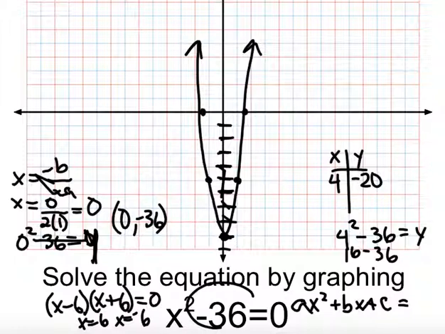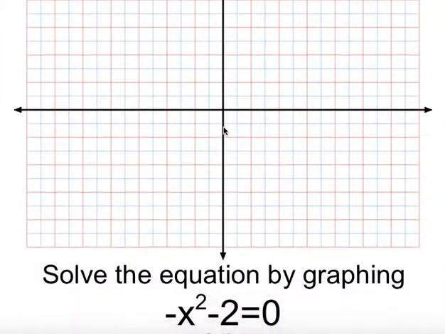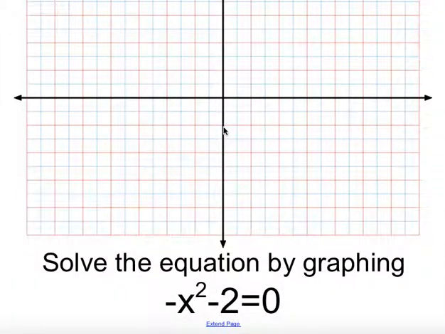So in this case, it's easy to find because we have roots here that we can actually find by factoring, but it's not always going to be quite that easy. Let's look at another example here. We're going to solve this equation by graphing negative x squared minus 2 is equal to 0.